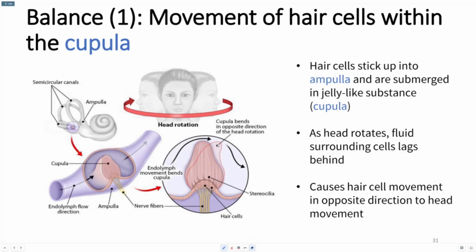So you can see right here, as that fluid is moving from the left to the right, it's going to bend down the cupola in the opposite direction of the head's movement. So if that head is rotating at a constant speed, eventually the endolymph catches up with the ampulla, so the stereocilia are no longer bent. And if these hair cells are no longer bent, there's no signal. When the head stops rotating and the endolymph continues to move, it bends the cupola and hair cells, therefore causing the neurotransmitter to release and signals firing to the brain.